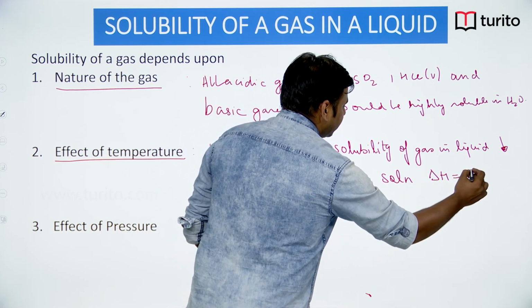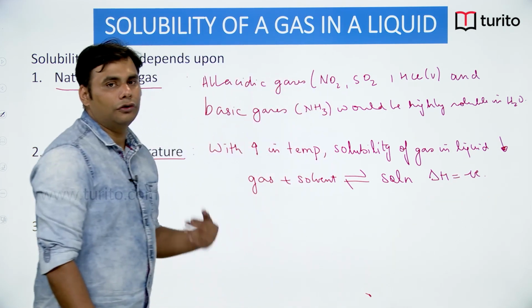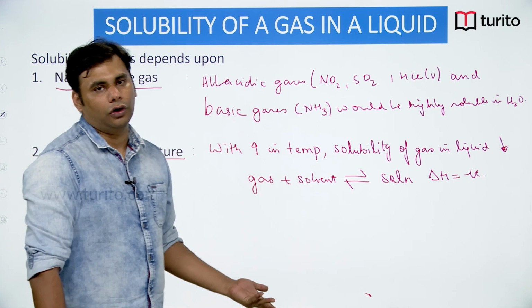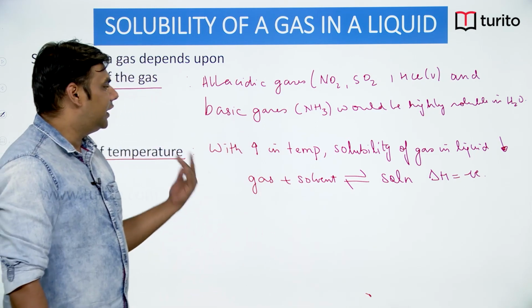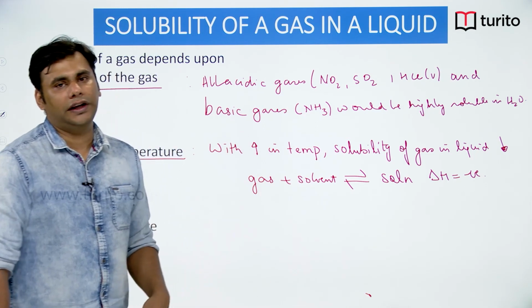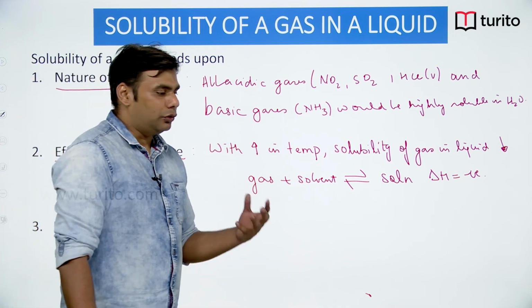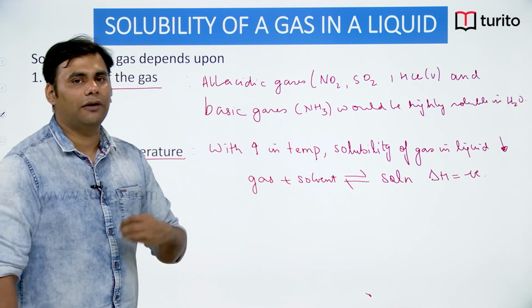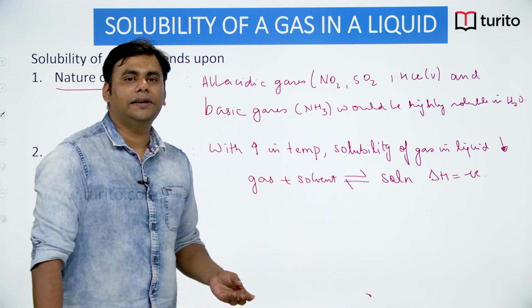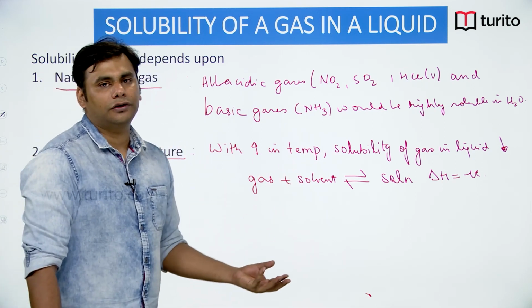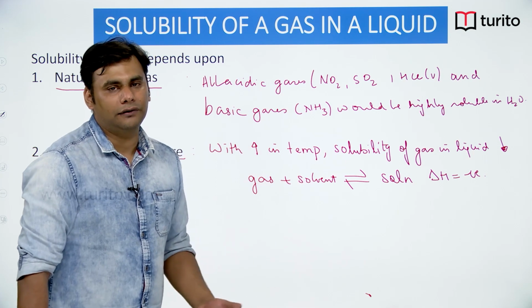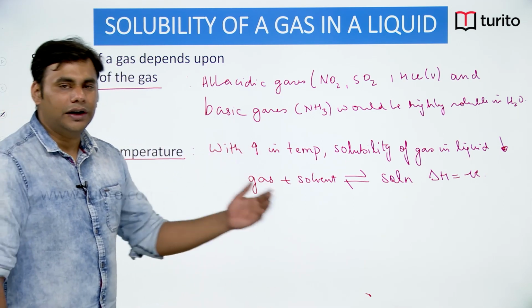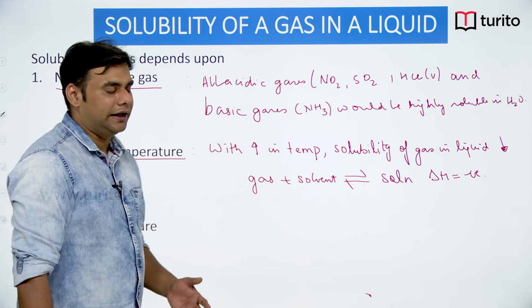This process is an exothermic process. So if you increase the temperature, the backward reaction would be favored, and the gas would be evolved out. Also, you can say that with the increase in temperature, the kinetic energy of the gas molecules increases, so their tendency to escape from the solution also increases because they have more kinetic energy, so they can easily come out of the surface of the liquid or the solvent in which it is contained. So the solubility of that gas on increasing the temperature will obviously decrease.